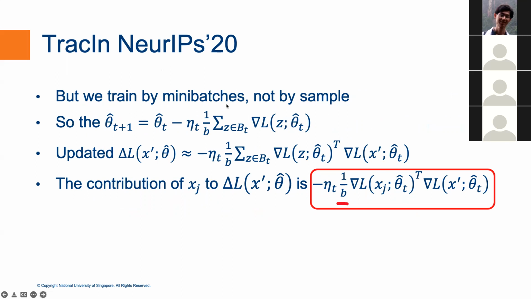So we usually train by mini batch, not sample by sample. So when we train by mini batch, theta t plus 1 should do gradient descent based on the average gradient over every sample inside the batch Bt. So it's like this. And then the change in testing loss will look like this. And the contribution of xj to this change will be this. The only difference is now we have a factor of 1 over the batch size.